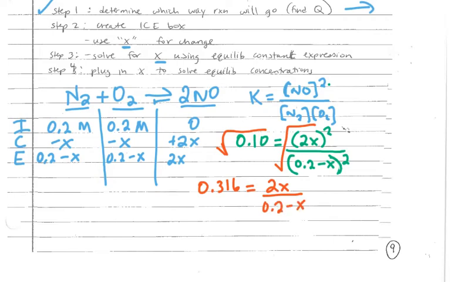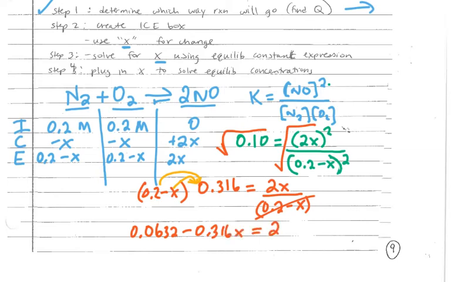The next thing I need to do is multiply both sides by 0.2 minus x, and that'll cancel out on this side. And I'm going to need to distribute this. So I will get 0.2 times 0.316 is 0.0632 minus 0.316x equals 2x. Now I need to move the x's over to one side of the equation, so I'm going to add 0.316x to both sides.